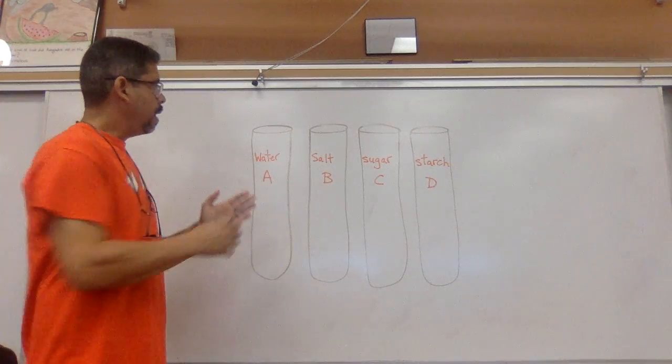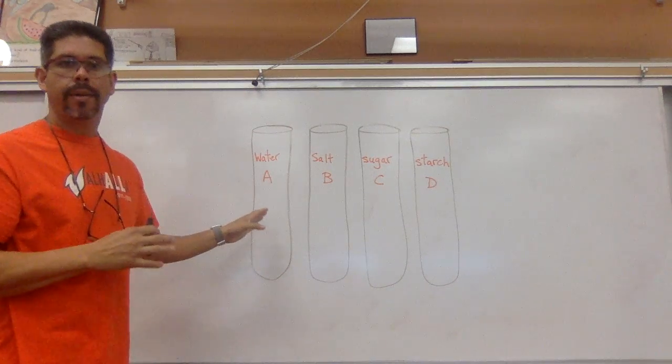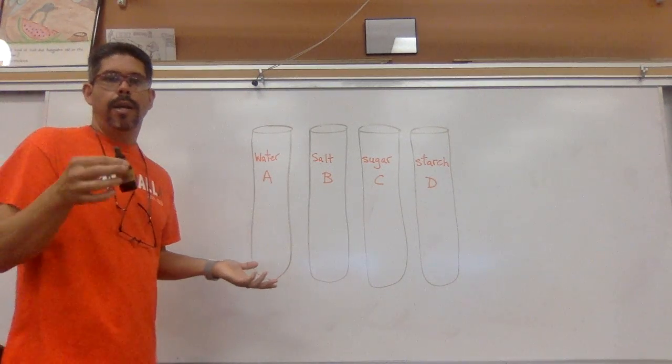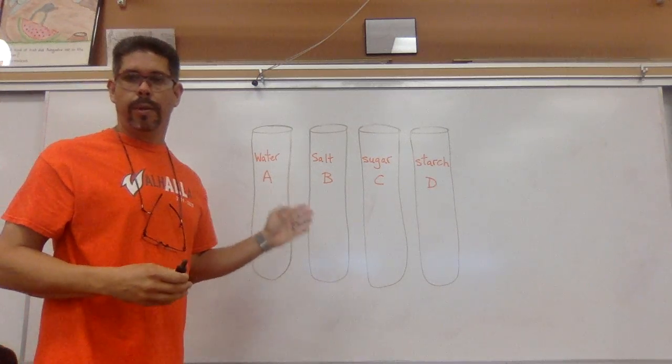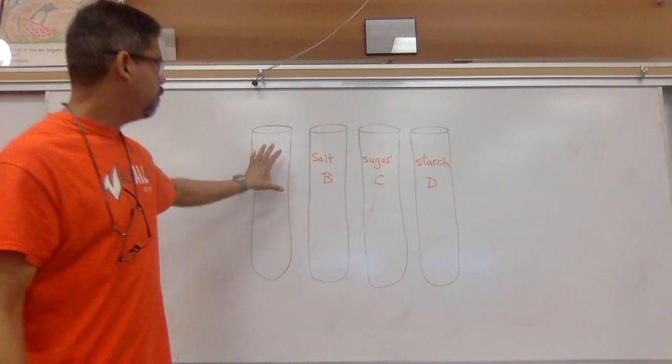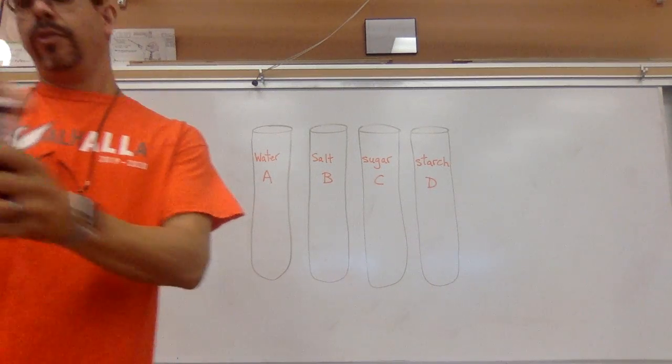That's so that we can compare the others to something that we know is not going to have a chemical reaction. We know iodine is not going to react with just the water, so we can see what it looks like and then compare the rest to it. So we want to add water as our negative test here. And then we have salt, which is just something you would buy at the store.